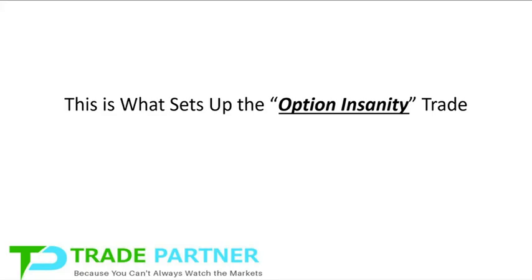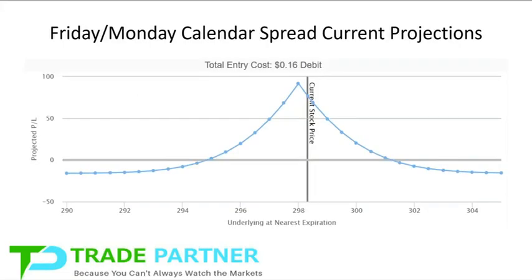This applies to out of the money options, and in the money options especially. You may have almost no extrinsic value in a 2-point in the money option, and that was the case a couple of weeks ago. There was almost no extrinsic value in a 2-point in the money option, and so we bought that option. Then there's a lot of extrinsic value in the at the money option that was further away, and so we sold that one, and that created the option insanity trade. That's what sets these up.